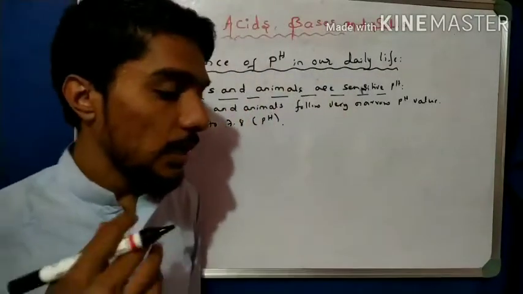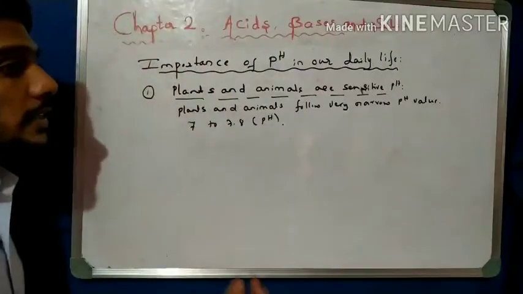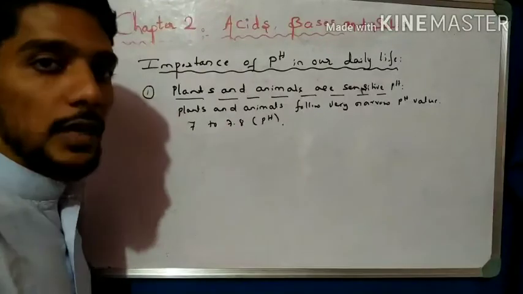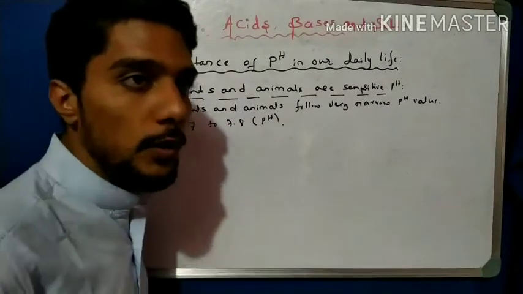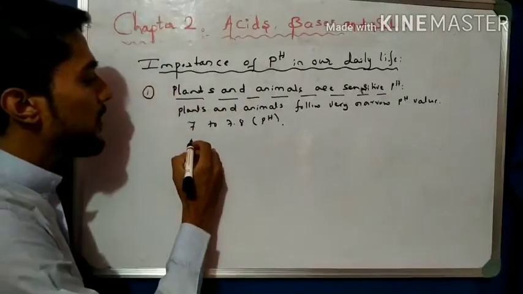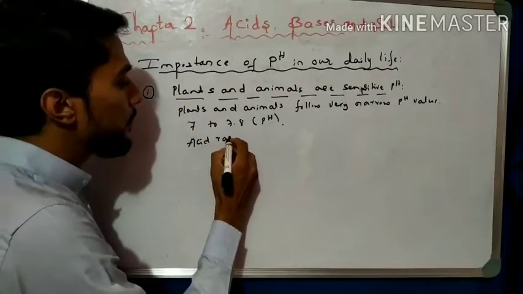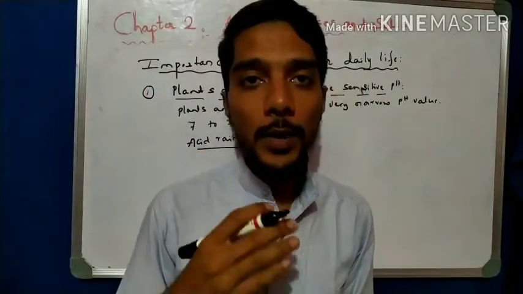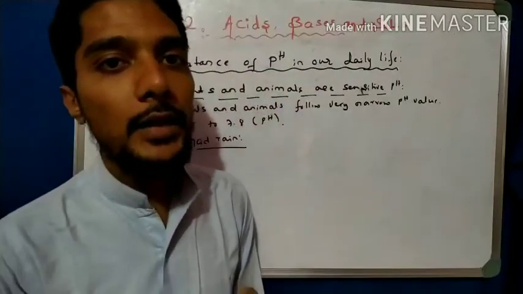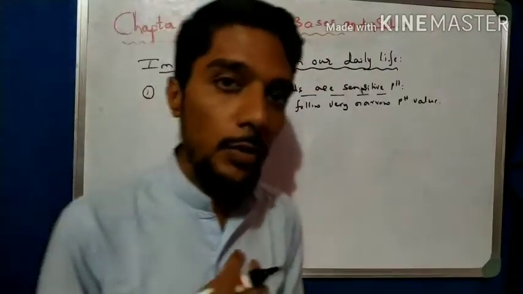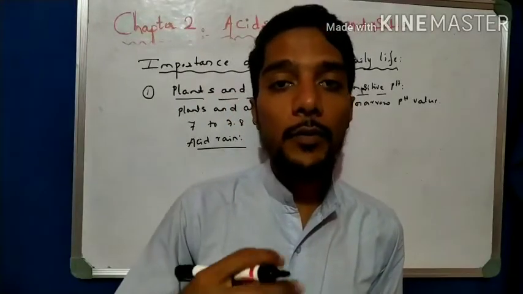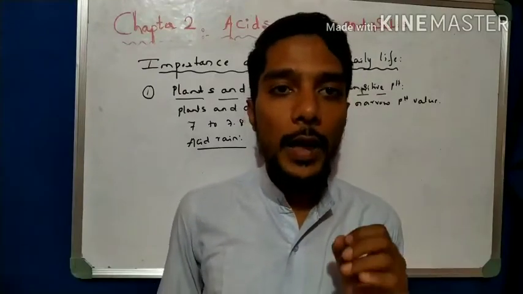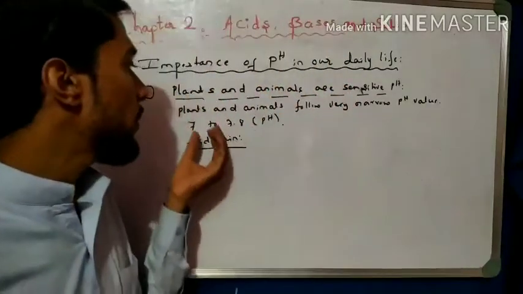For example, I take another one: acid rain, which we come across. The plants and animals have to maintain this pH value, but some cases arise in nature, due to air pollution. We observe the term acid rain. We know that rain is a very important source for animals and plants for their growth. Plants prepare their own food, and they require water, and that water must be in the range of 7 to 7.8.